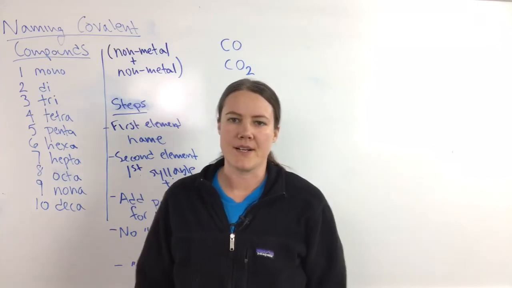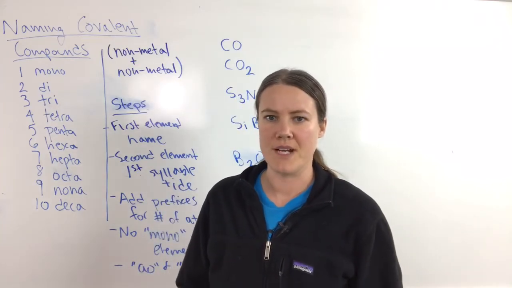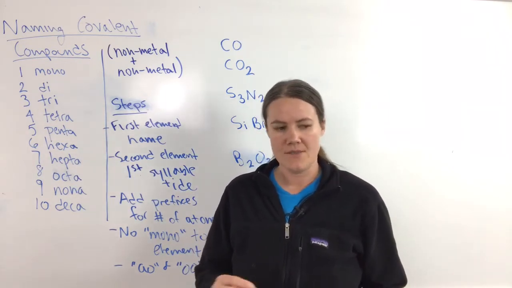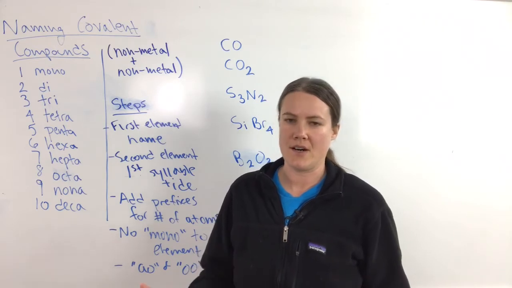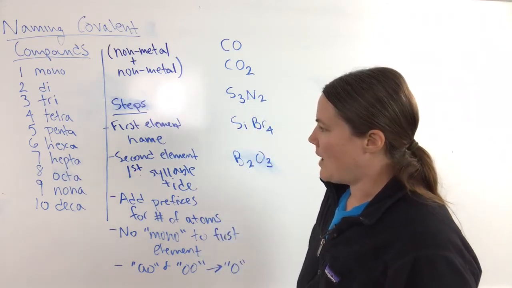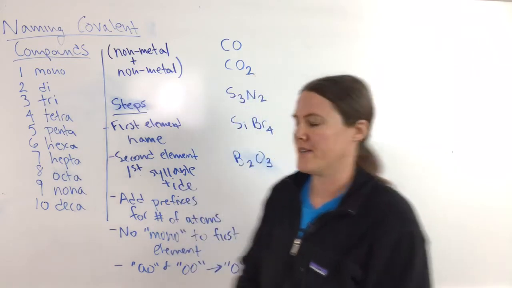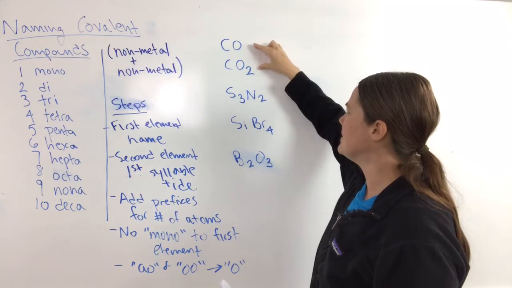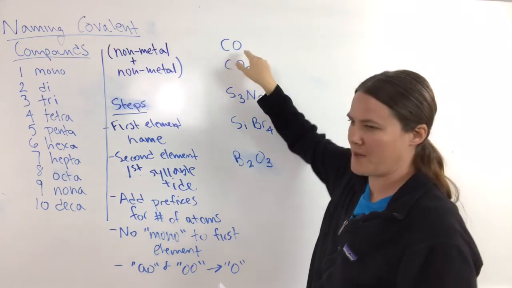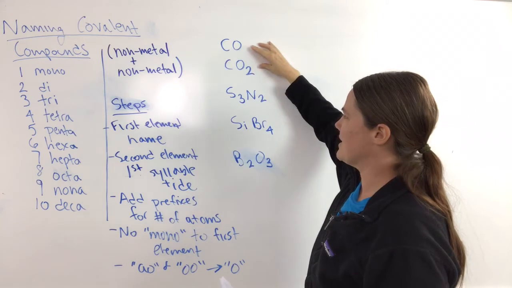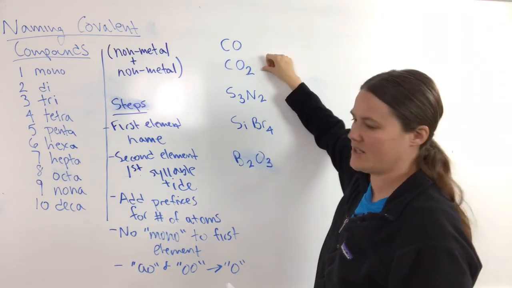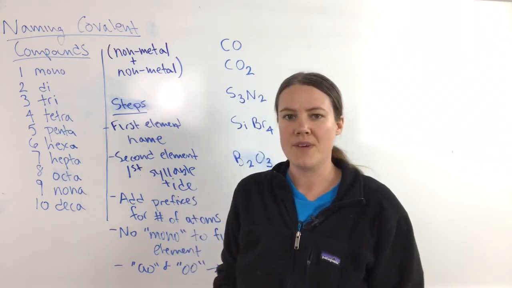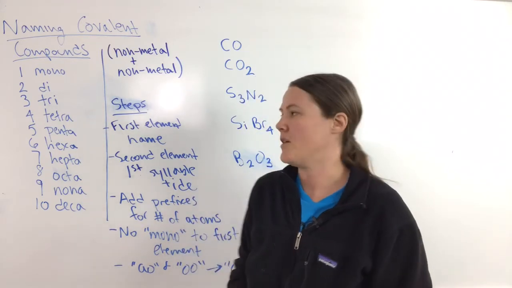In this video, I'm planning on showing you how to name covalent compounds. Covalent compounds are named following different rules than ionic compounds, and the reason why is because covalent compounds can form more than one compound from the same two elements. For instance, if we have carbon and oxygen, we can form CO or we can form CO2. So the naming conventions are different for covalent compounds than they are for ionic compounds.